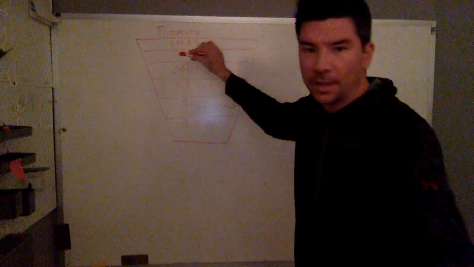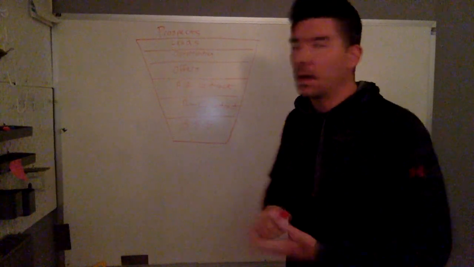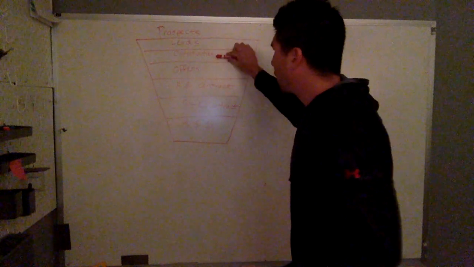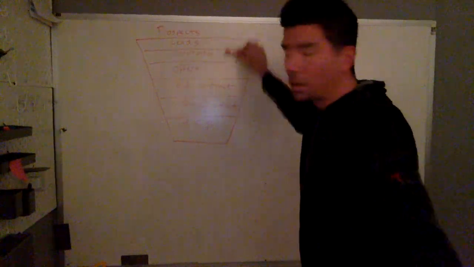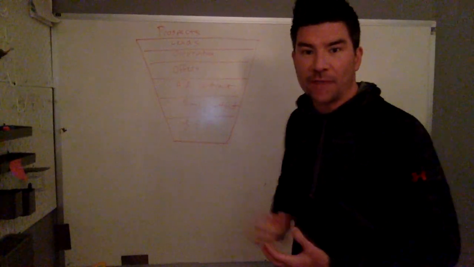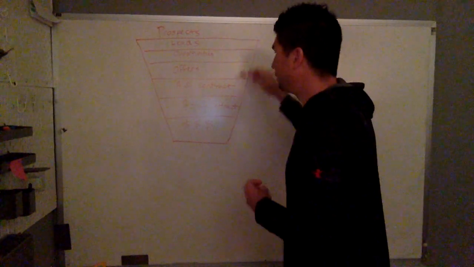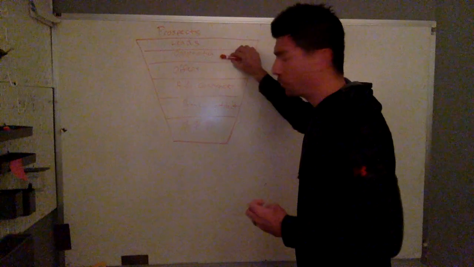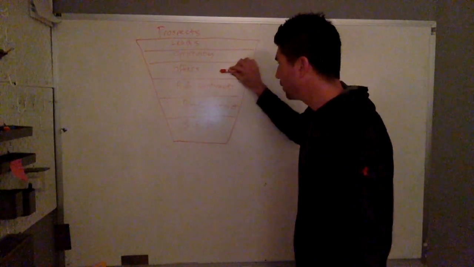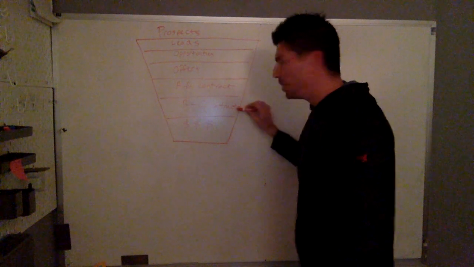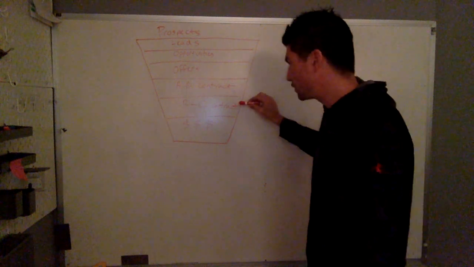Leads right here, so this is anyone who's interested in selling or interested in getting a cash offer in our business. Down to opportunities, so these are qualified leads who actually have interest in selling, real interest, real motivation, and it's something that we really want to buy. Offers, so these are opportunities that we've taken and actually made offers on now. A to B contract, your standard purchase agreement. B to C contract, your wholesale purchase agreement.